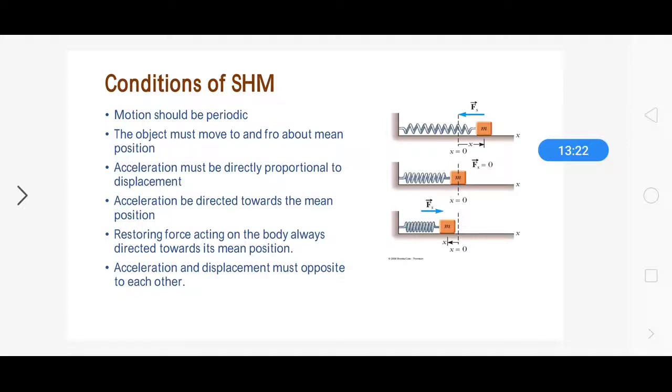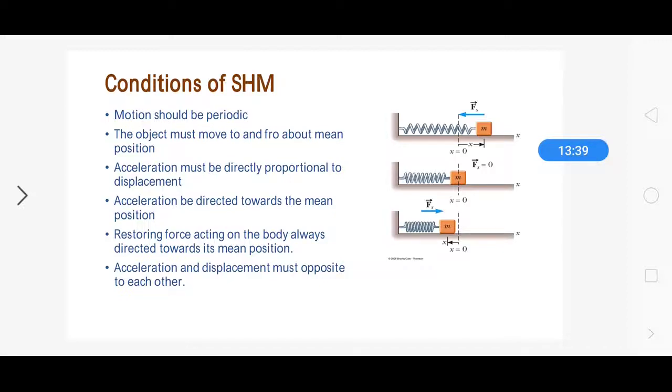It means the motion exists on both sides of the mean position. Compression is on one side of the mean position, and elongation is on the other side. So the motion exists on both sides of the mean position. So the second condition is also followed by this loaded spring.